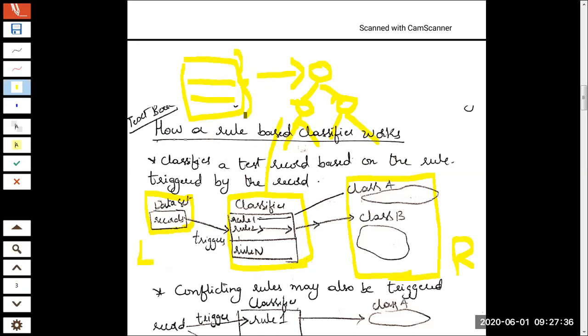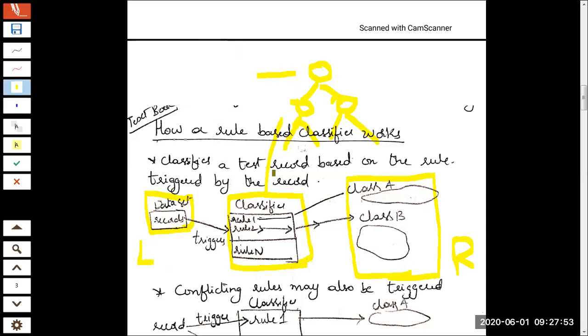So using this training record, the decision tree was constructed, and this decision tree would help me identify whether a new record would belong to class A, class B, or class C. Okay, so this is how it was done. There is one more way of doing it.